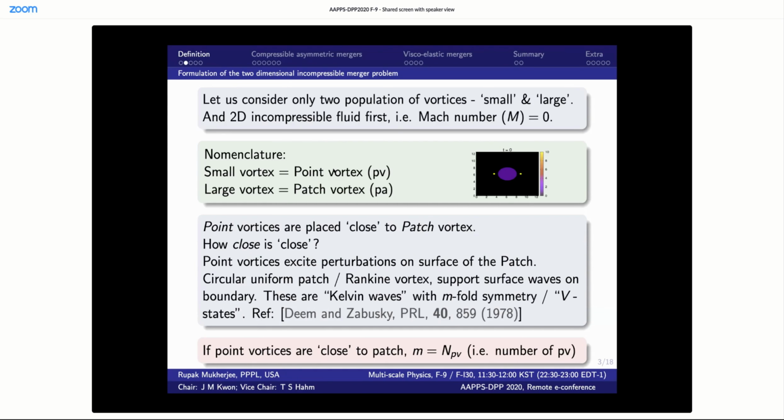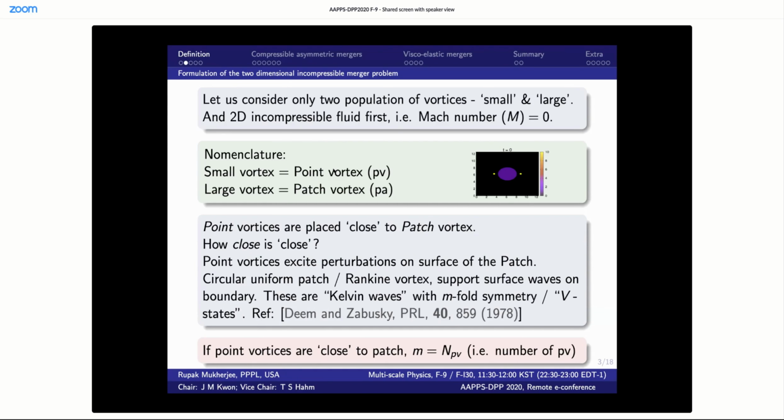If you want to look up comparisons with experiments, there have been several works earlier. One example is this one. This is the experiment and this is the simulation. It's an old work. Here they start with 1 patch vortex and 1 point vortex, and then they evolve it, and you can see how well the simulation captures the experiment. However, we have some different notion, but I'll be talking on that.